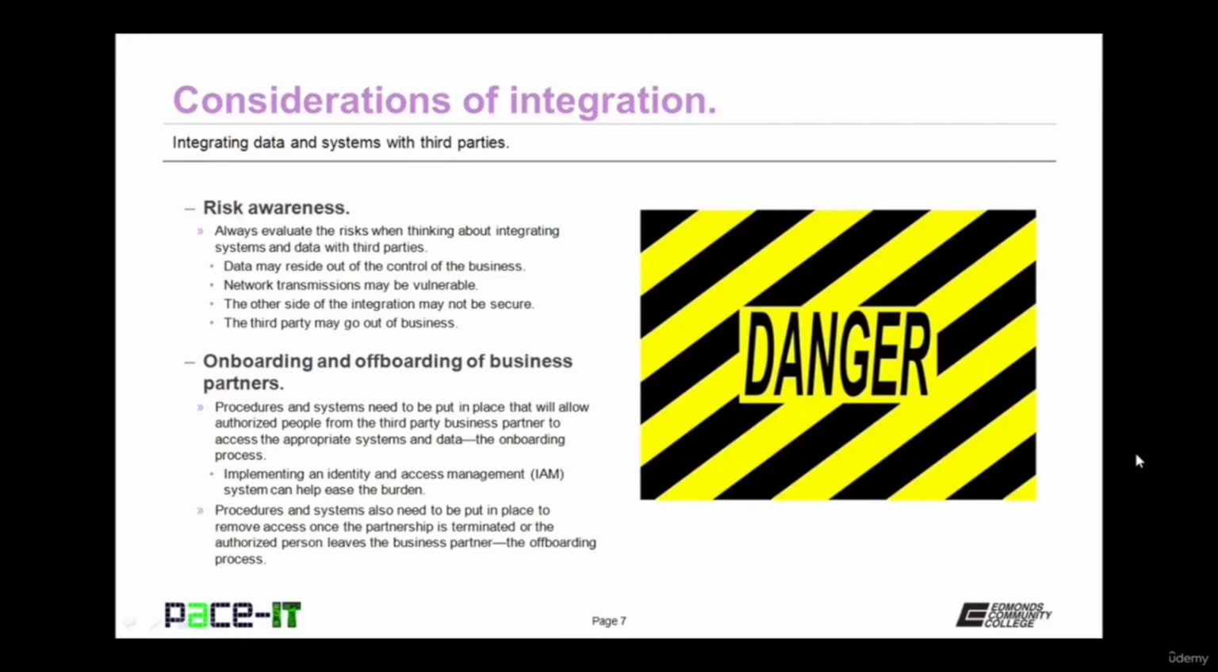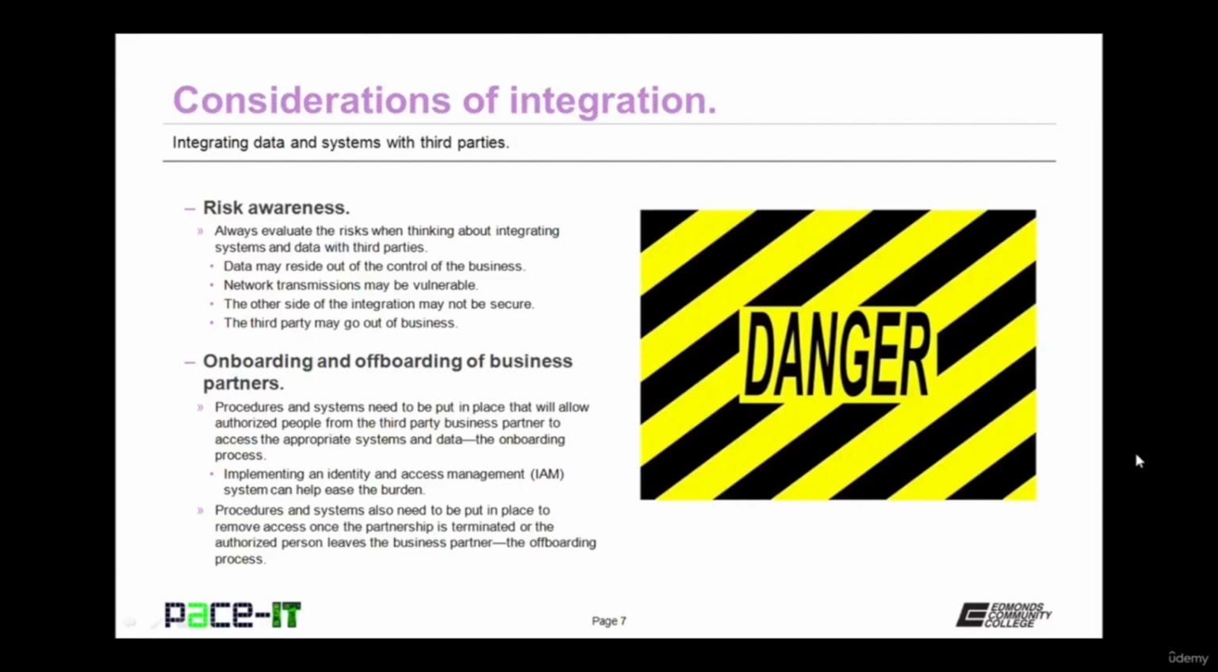Well, the data may reside outside of the control of the business. The network transmissions may be vulnerable. The other side of the integration may not be as secure as your side. And finally, that third party may go out of business. What happens then? Those are some of the risks that you need to be aware of. The onboarding and offboarding of business partners is another consideration.